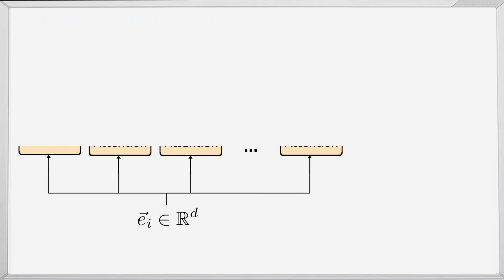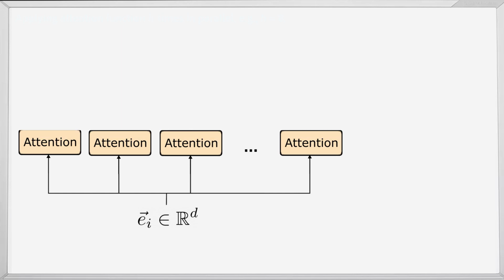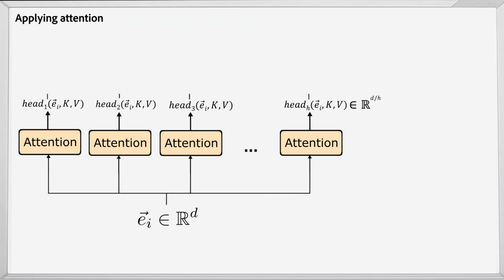In practice, we use multi-head attention, which means that we apply the attention function multiple times but with different parameters. Each of these attention functions is called a head, and for example, we could have 8 such heads in one attention block. So let's have a look at how these heads look.